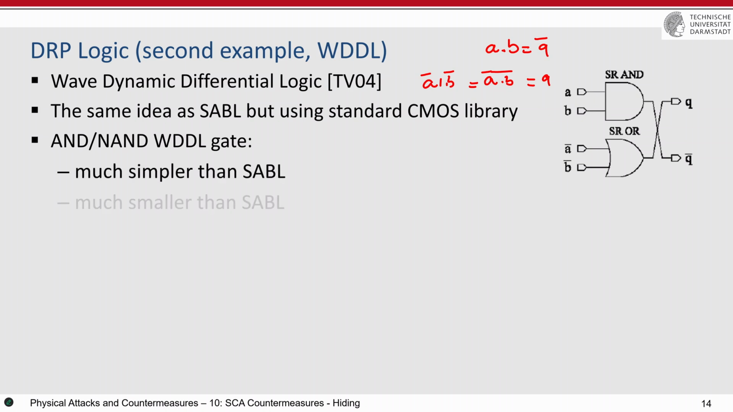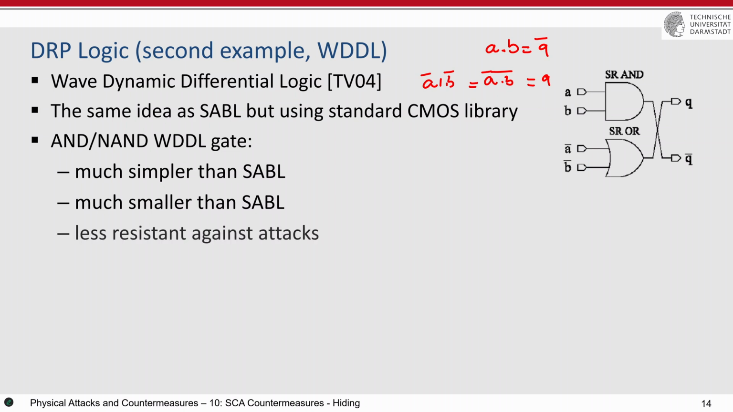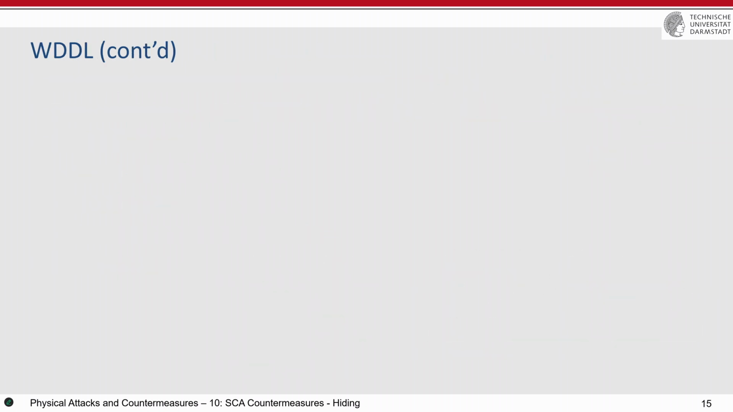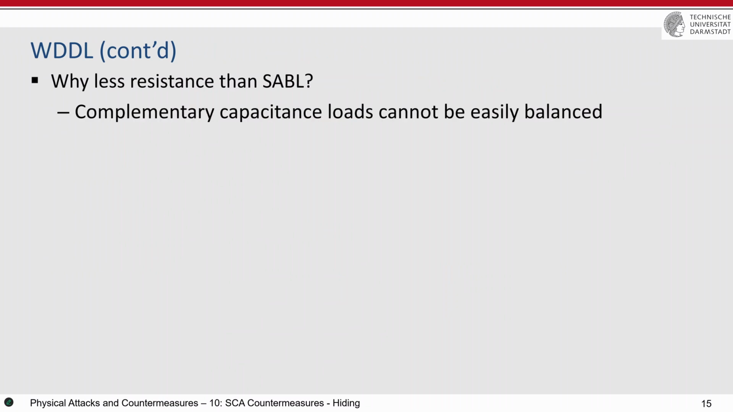You can see, it's of course smaller than SABL, but it's less resistant than SABL. The problem of the complementary wires and having the same capacitance for complementary signals is necessary for everything, similar to SABL. I will explain this WDDL flip-flop a bit later. But why is it less resistant than SABL?